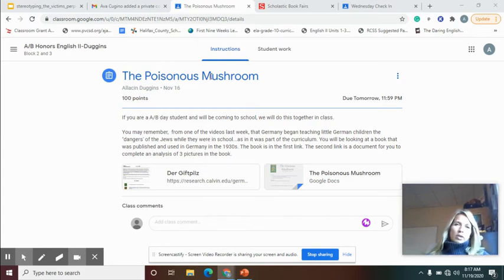And I know you saw in one of the videos last week that they would teach children in school in Germany about how bad the Jews were. They actually had books for it. So this book, The Poisonous Mushroom, is a book that was circulated and used in the curriculum in elementary school, children's classrooms for the kids to look at. And each chapter in the book is a different story about how bad Jews are.